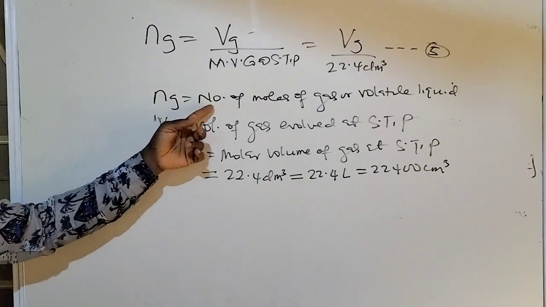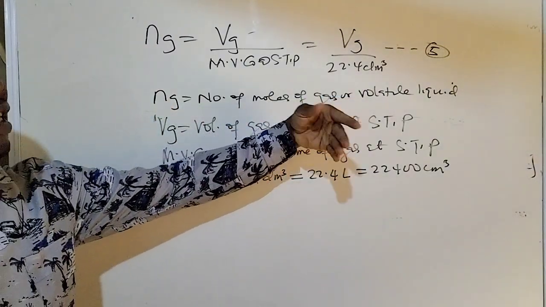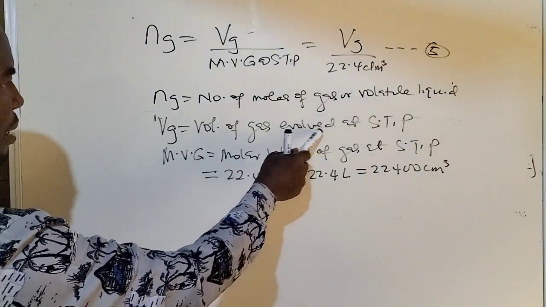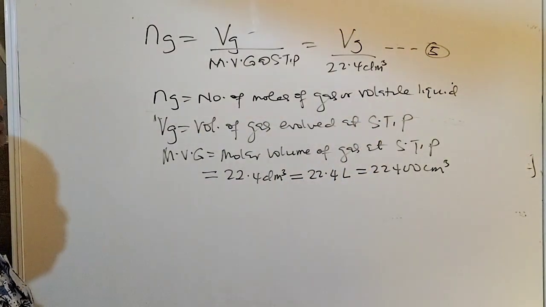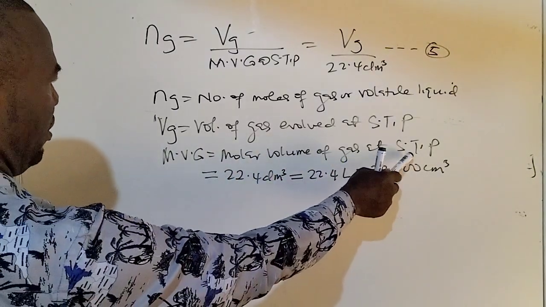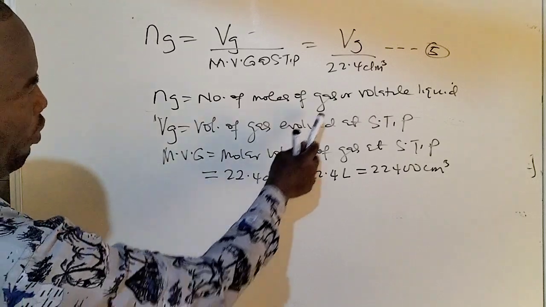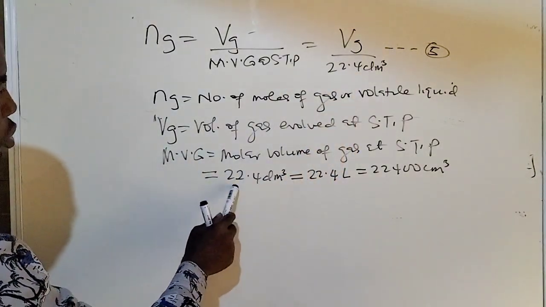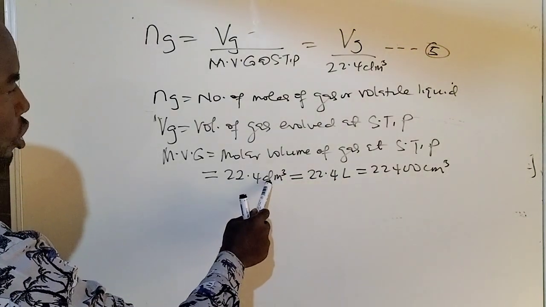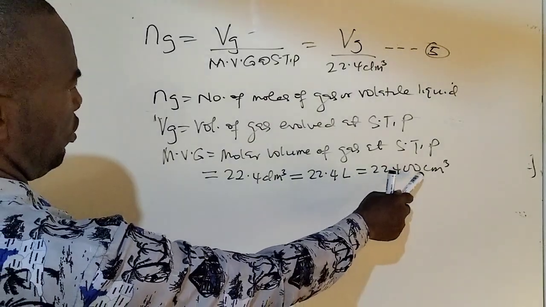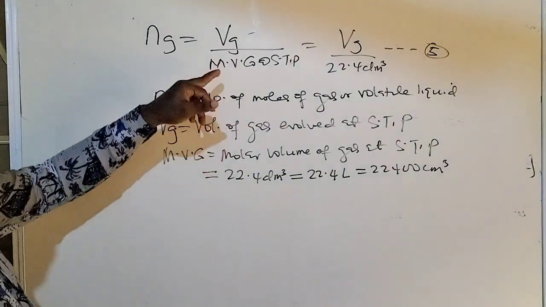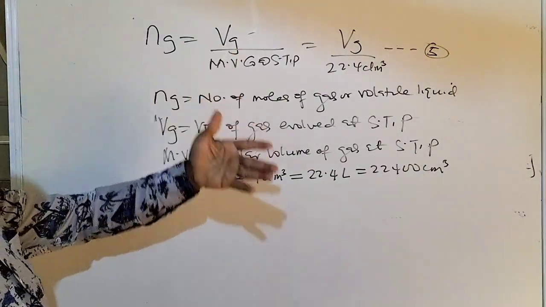Ng means number of moles of gas or volatile liquid. Vg is the volume of gas evolved or liberated at STP, which is standard temperature and pressure. mvg means molar volume of gas at STP, which is a constant. That's why we have it under here. The value of mvg is 22.4 dm³ or 22.4 liters, because 1 liter is 1 dm³, or 22400 cm³. So this is the formula that connects the number of moles of gas to its molar volume and its volume obtained at STP.